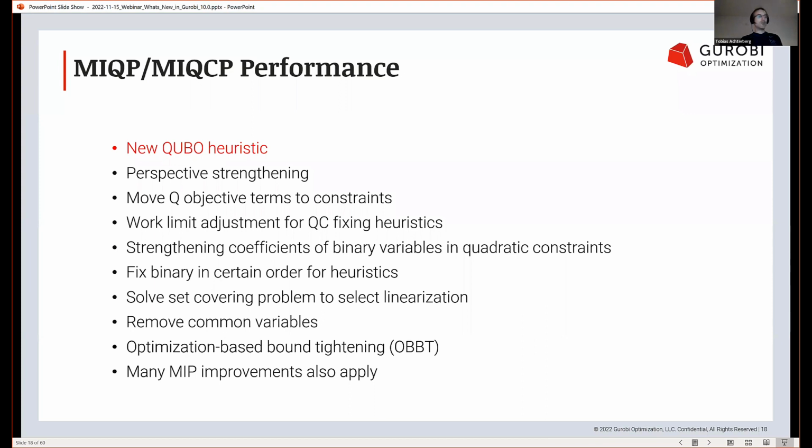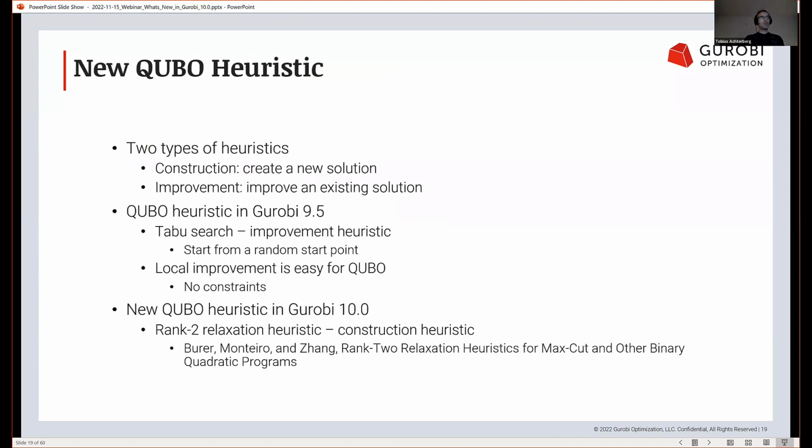Remove common variables from quadratic terms. That is one presolve reduction. And again, OBBT here comes into play a bit more than for MILP. Still, we are going to talk about that when we cover the non-convex MIQCP stuff. And the MIP improvements that we have also apply, of course, to MIQP and MIQCP. So let's talk about this QUBO heuristic.